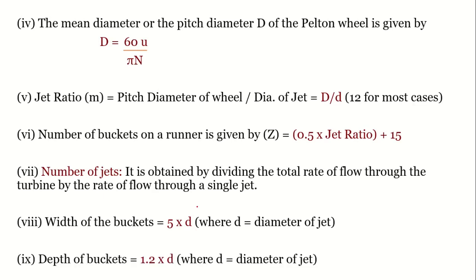Next we have the depth of buckets. When we are designing for the width of a single bucket, obviously you have to calculate the depth of the bucket because the bucket is in the form of a cup shape. So you have to find the depth of the bucket also. The depth of the bucket is given by the formula 1.2d, where d is again the diameter of the jet. So in the concept of designing a Pelton wheel, we will do the width of the bucket, depth of the bucket, number of buckets that should be accommodated on the wheel, size of the wheel, which is the diameter of the wheel, like this.